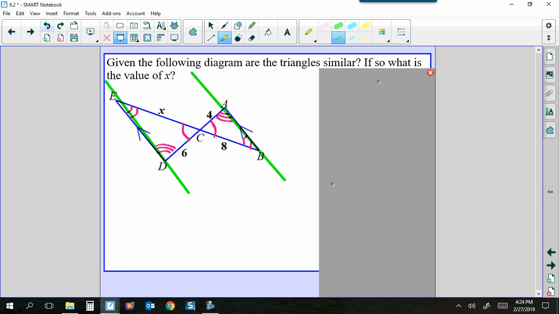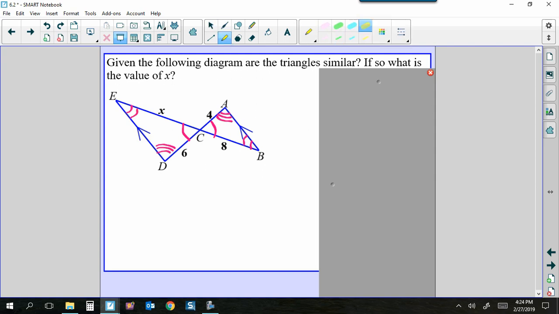Now, one of the things that I have found is students will oftentimes compare the side with the X with the side with the 4. Here is a trick that will help you to make sure that you start comparing same parts to same parts or corresponding sides to corresponding sides. Now that we have all of our angles marked, let's use them to help us out.